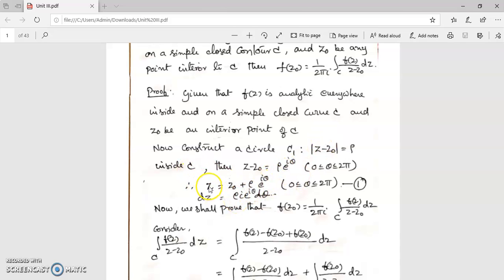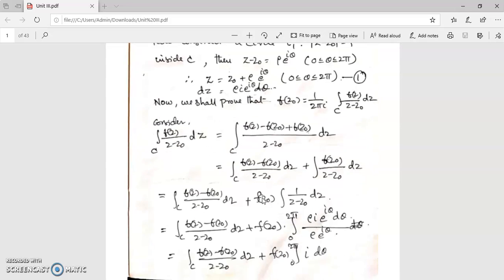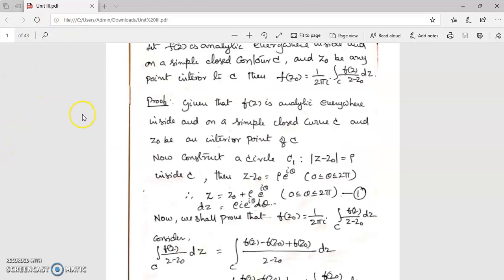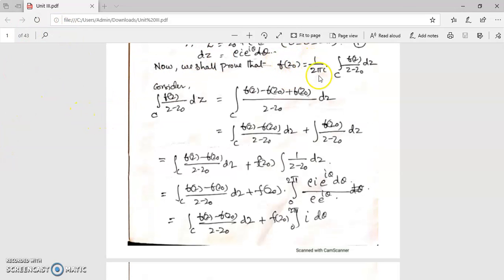Then dz is obtained by differentiating with respect to theta. Since z0 is a constant, its differentiation is 0, plus rho into e power i theta differentiated, which is i into e power i theta into d theta. We have to prove that f of z0 is equal to 1 by 2 pi i into the integration of f(z) by (z minus z0). So consider this integration of f(z) by (z minus z0) dz.